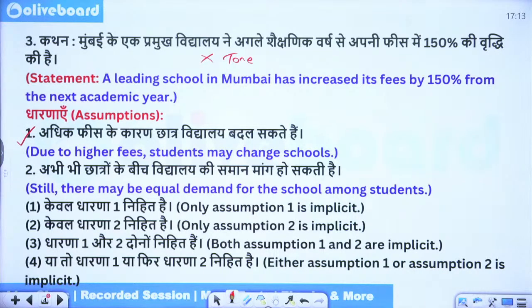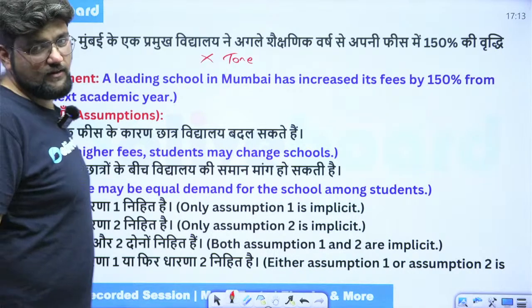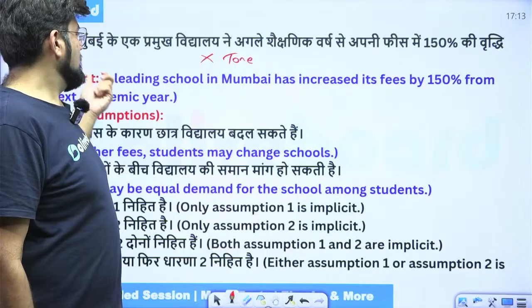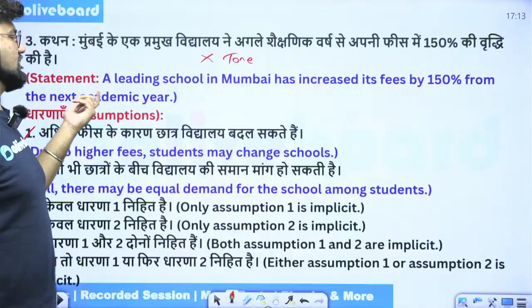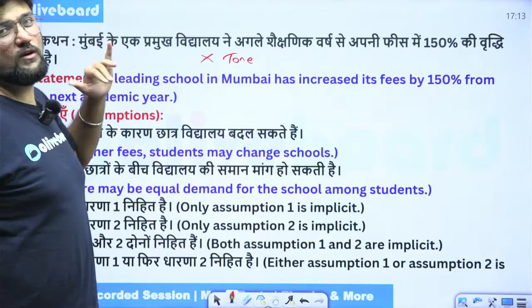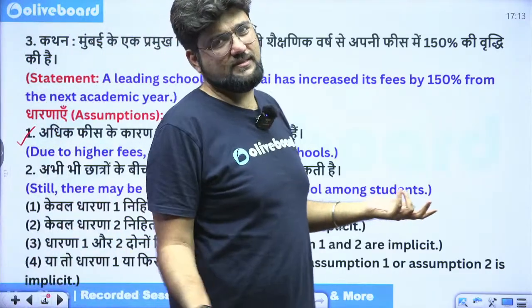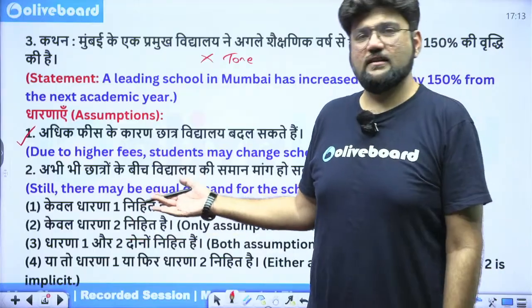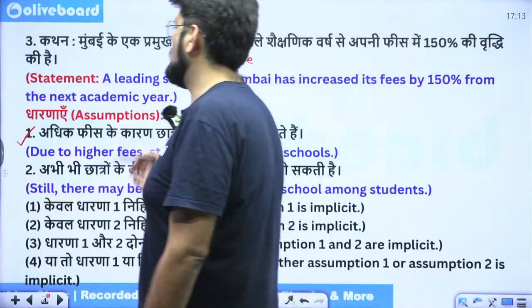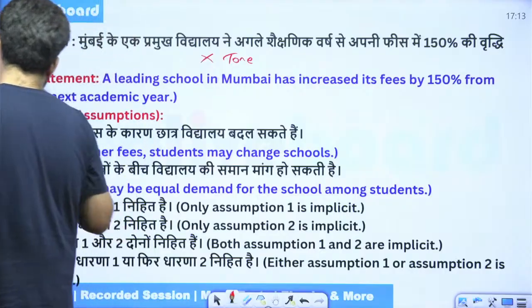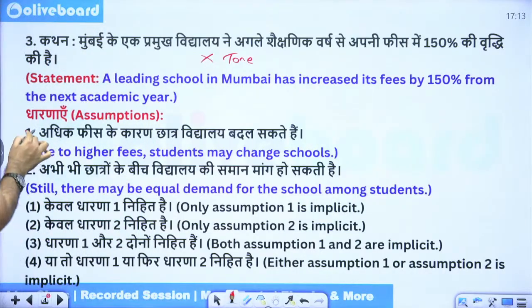There might be another group. These are less in number, but they can assign this tone. A leading school in Mumbai has increased its fees by 150% from the next academic year. Top leading school in Mumbai has done it by 150%. Not a big deal. The school is still going to be very popular. It's a leading school in Mumbai. Okay, for that set, this is going to be correct. But ideally, neither this is correct nor this is correct.